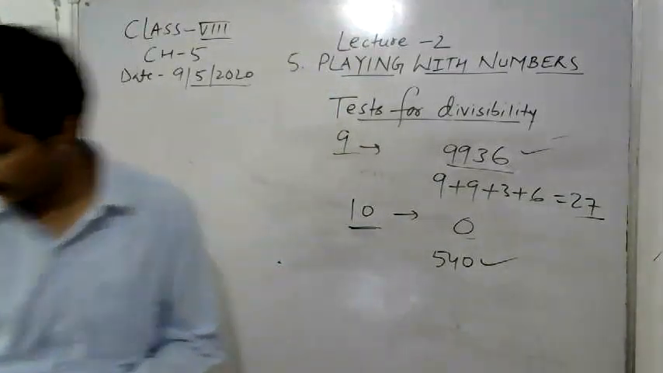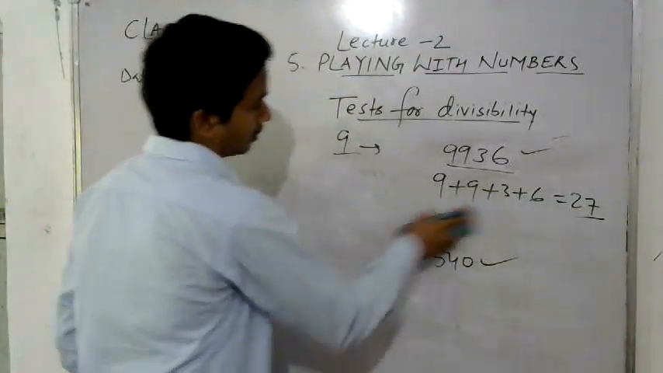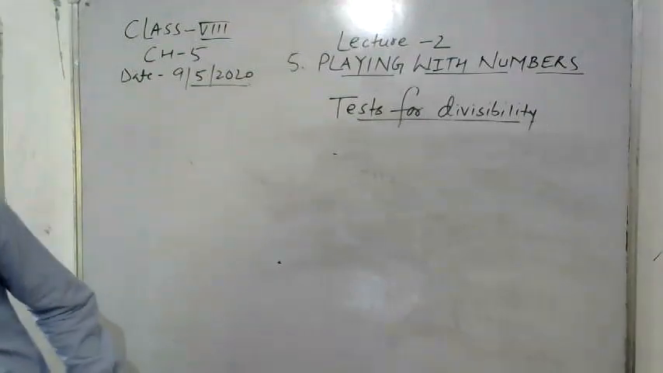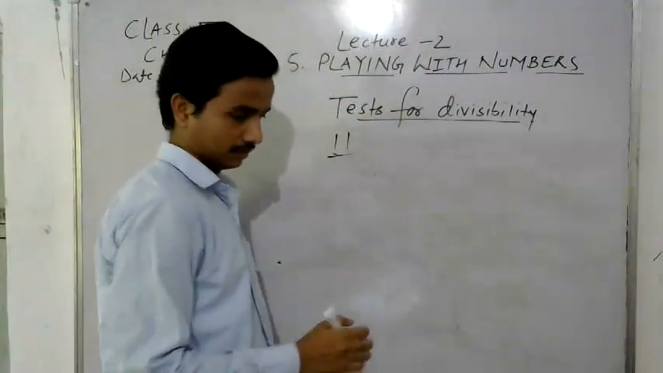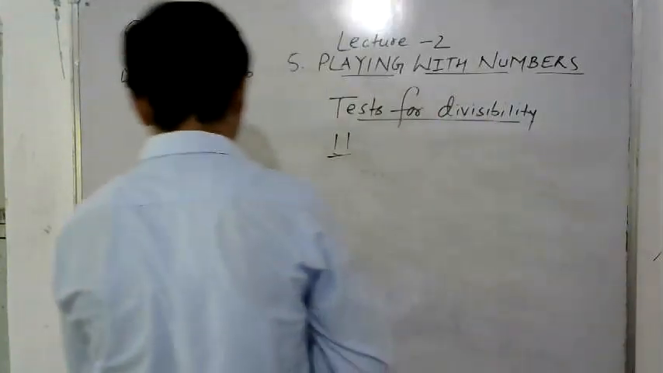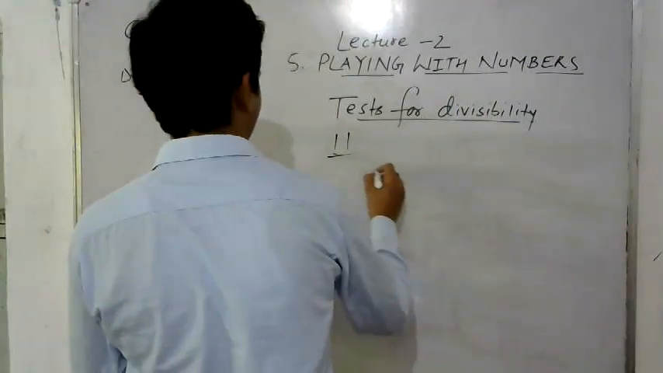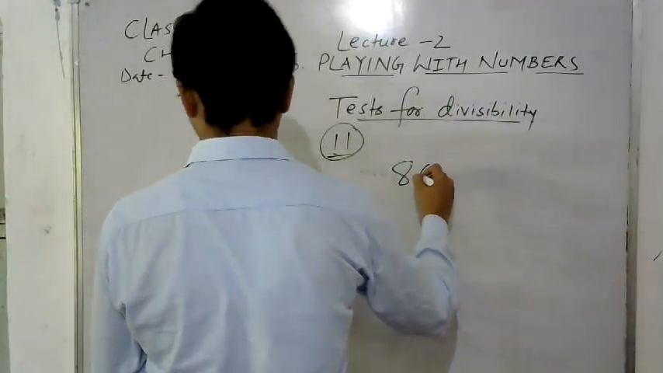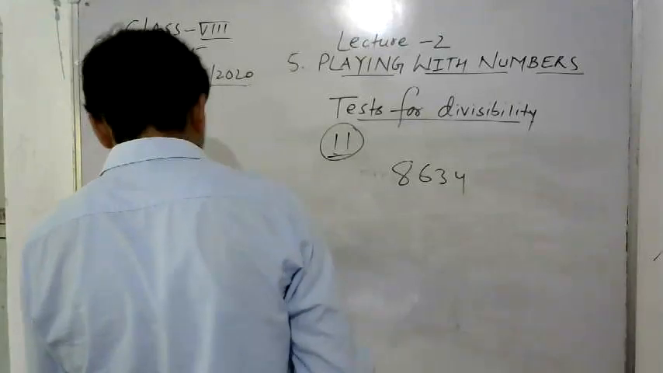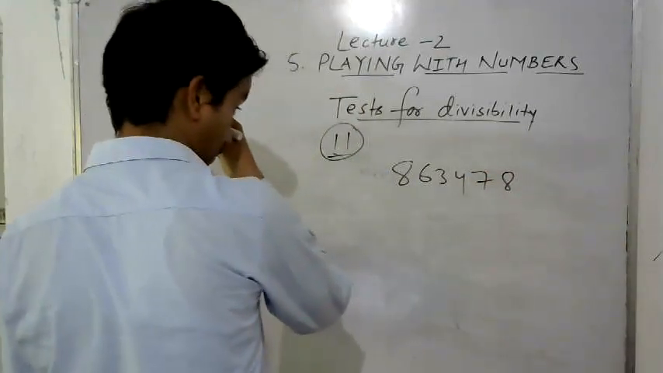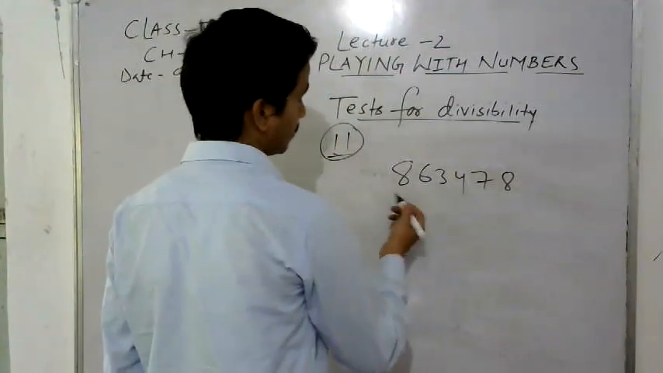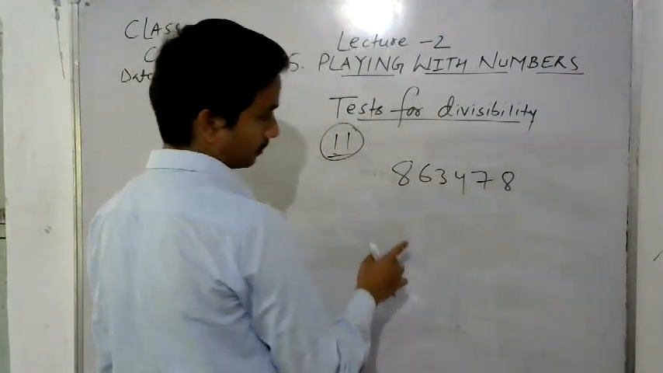Now we will see for 11. The test for divisibility by 11 is a little bit different. We will take an example, 863478. For divisibility by 11, first of all we will mark the positions of the digits.